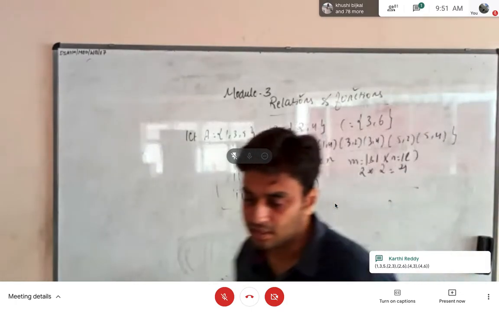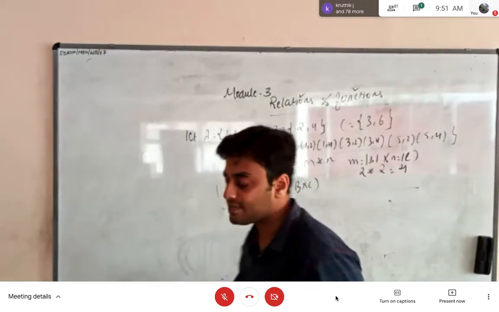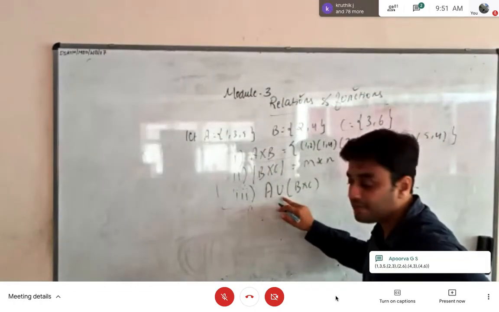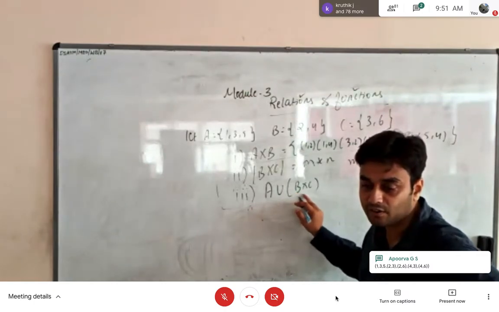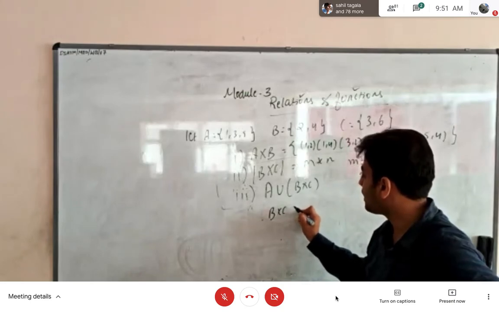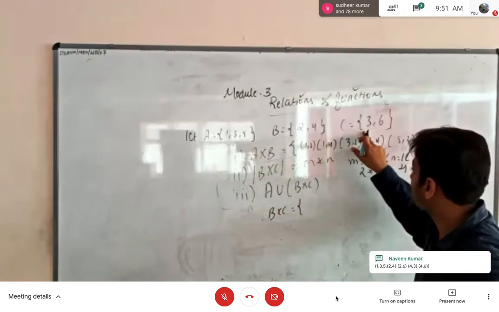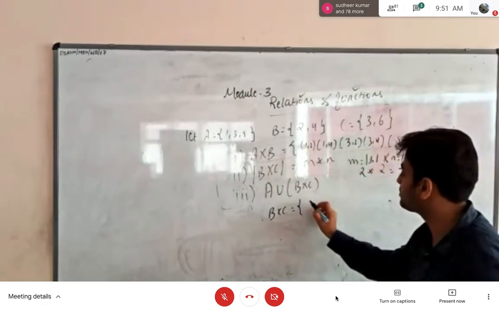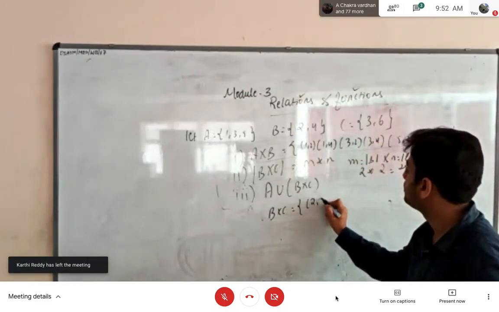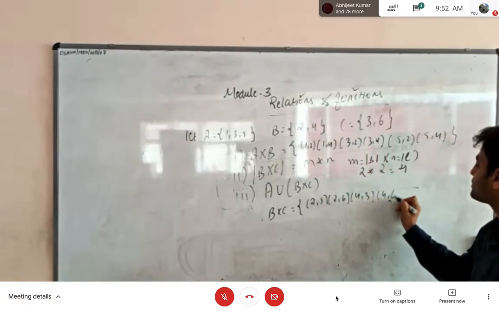Okay, so I think most of you have solved it. Very good. See, if I had to find A union of B cross C, first of all, I had to find B cross C. And you already know what B cross C is, right? It is a Cartesian product between B and C. The elements in B are 2 and 4, and the elements in C are 3 and 6. So B cross C will be equal to 2 comma 3, 2 comma 6, 4 comma 3, 4 comma 6. Fine.